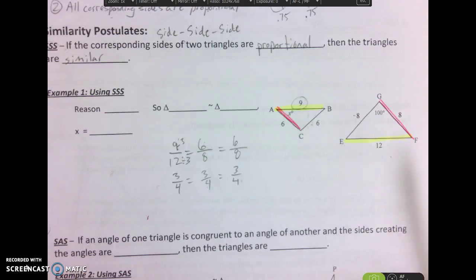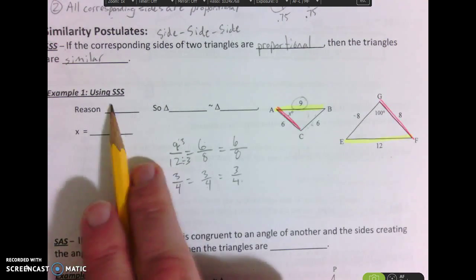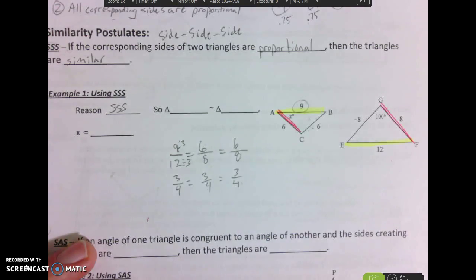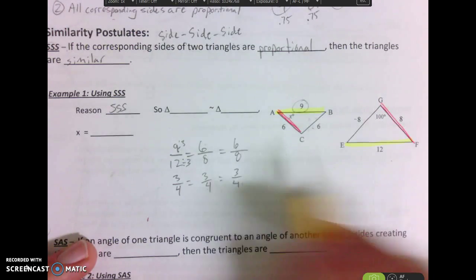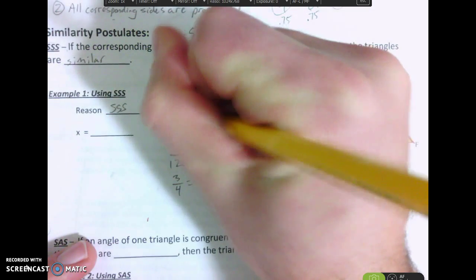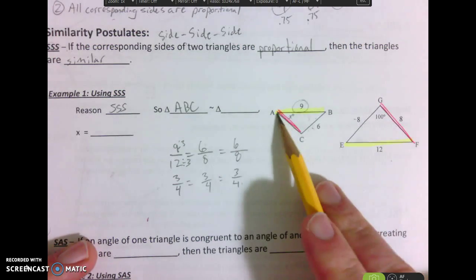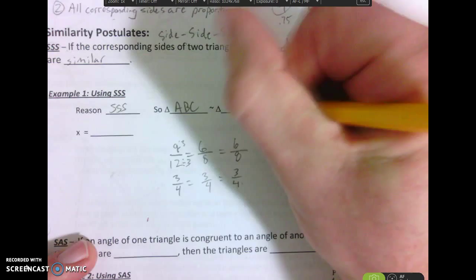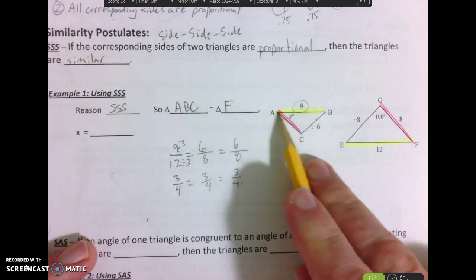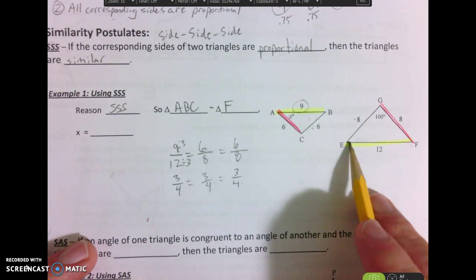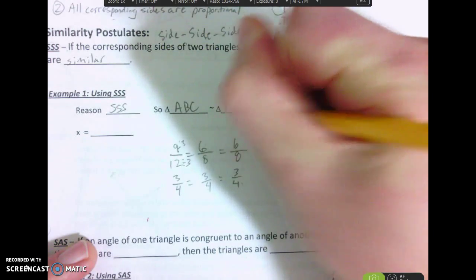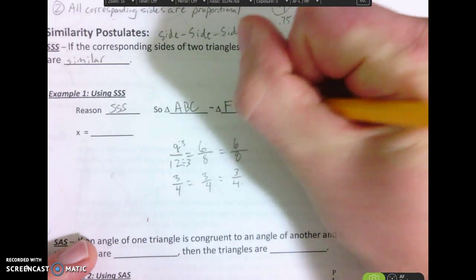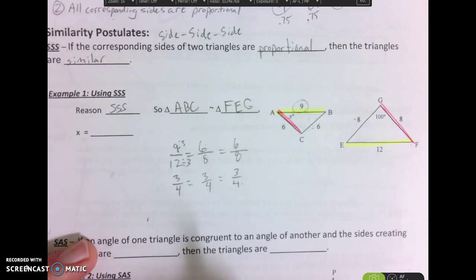So that's going to help me get this angle. Let's finish off this line here. So the reason is side, side, side. That was our shortcut. Triangle, I'm going to do triangle ABC. Now look at where the red and the yellow meet, that's A. So I'm going to find where the red and the yellow meet over here, that's F. Okay, and then I'm going to go across the yellow to B and across the yellow to E. Then obviously C goes with G. So E, G. Order matters.